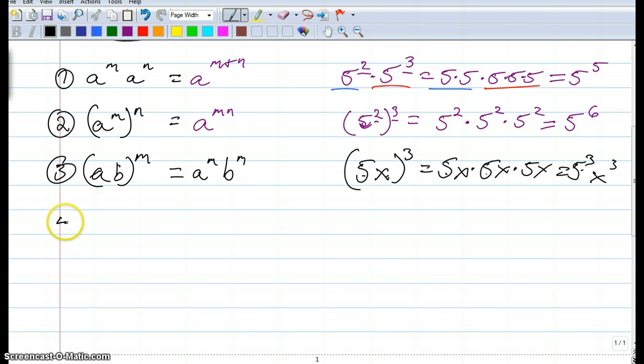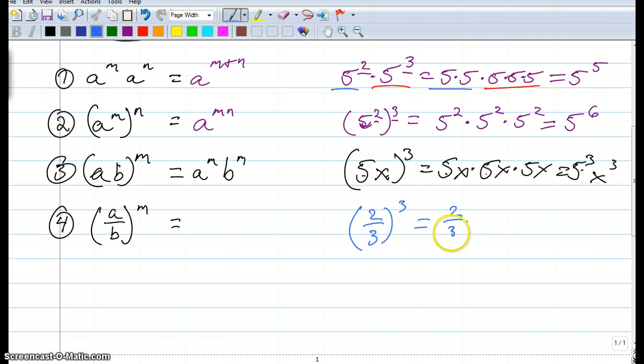Cool. Well, fourth one. This is very similar to number 3. Let's talk about this one. A over b quantity to the m power. Now, for some people, you don't even got to think about that one, right? But let's think about it for a minute. 2/3 to the third power. That means 2/3 times 2/3 times 2/3.